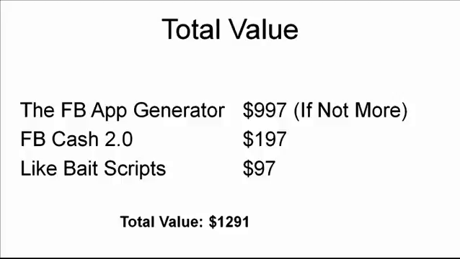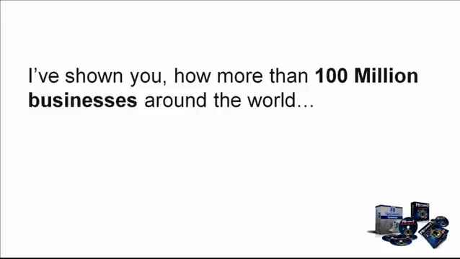So the app generator itself, with the amount that these would usually cost, $9.97 is well below what it would cost to develop one of these. We spent thousands and thousands of dollars getting these applications developed. FB Cash, the value that we put on that is $197, and then the lead-based scripts themselves cost us quite a bit to create, but $97 is the cost there, and the total value would be $1,291 of this package. That's the entire package.